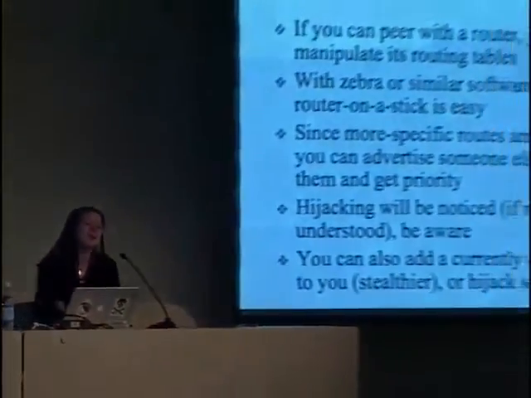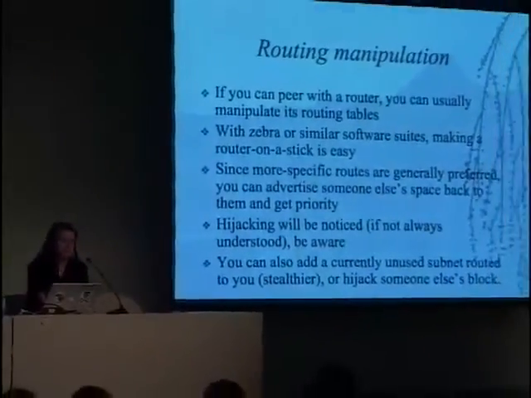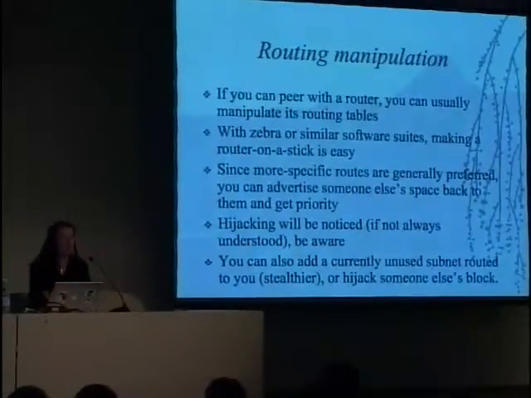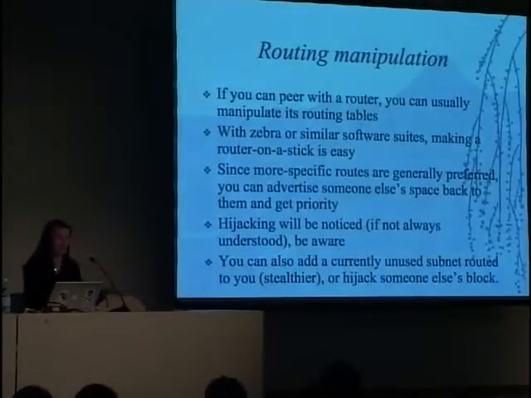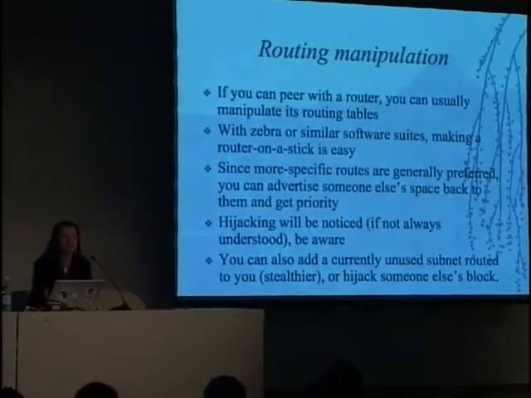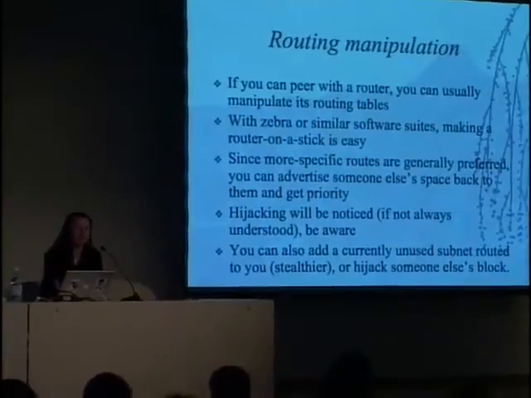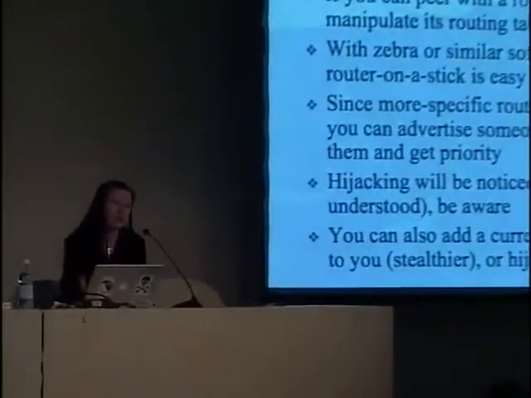So, routing manipulation. Here's the fun stuff. So if you can peer with a router, you can usually manipulate the routing tables. Now, it is possible for admins to set routing policy and say, I'm only going to accept these routes from this guy, and I'm only going to accept these other routes from this person, and I'll announce my routes to Joe over here, but I'm not going to listen to anything he has to say. But in practice, the people who do that are usually the large ISPs, and they mostly only care about BGP. The internal routing protocols that are only within your own network, those are supposed to be trusted, and so a lot of people will just trust them blindly.